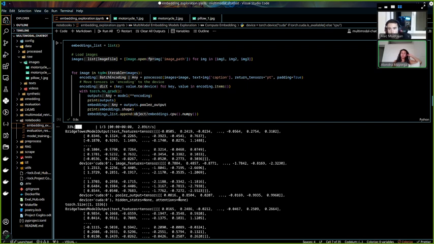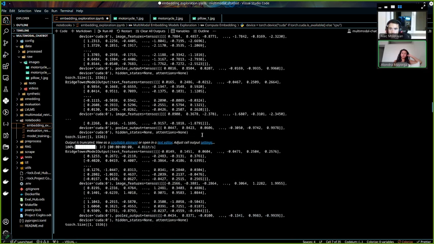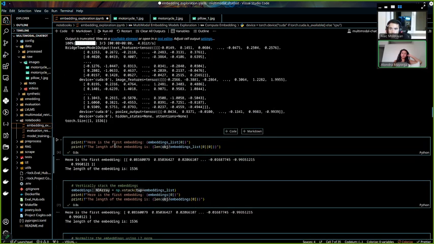So this is essentially all of the vectors together here. That's what you're looking at here. Now it's like, okay, here's the first embedding, for the first image and the image text pair. That's like the motorcycle.